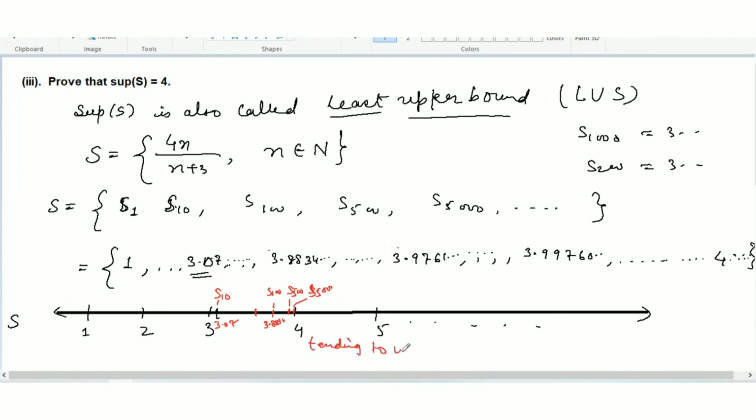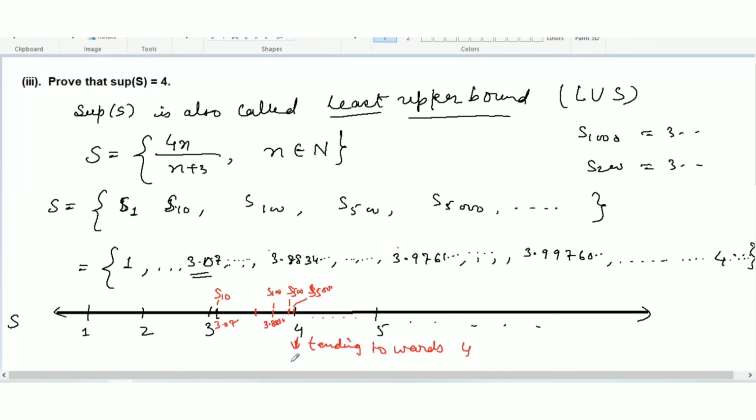It will be 4 point something, but all the numbers are here. These are also called neighborhood points. I have uploaded a video on neighborhood points in real analysis; you can find that video and understand. So this 4 is called the supremum of S.